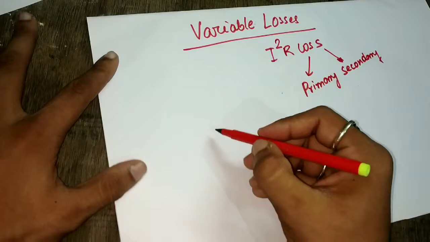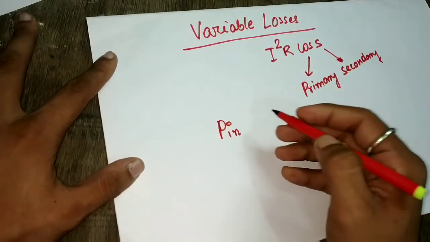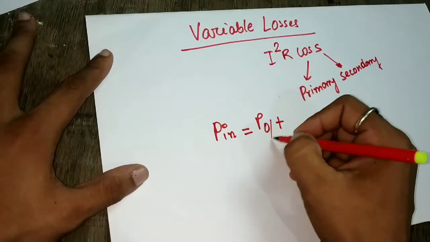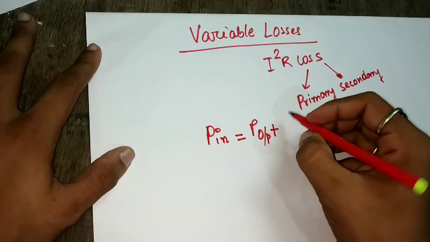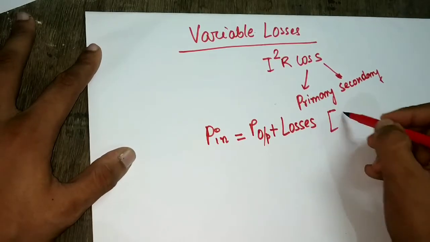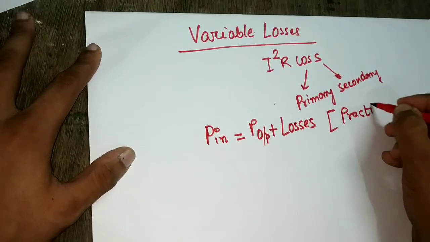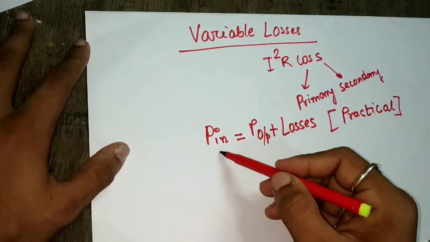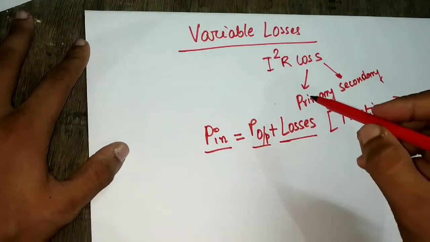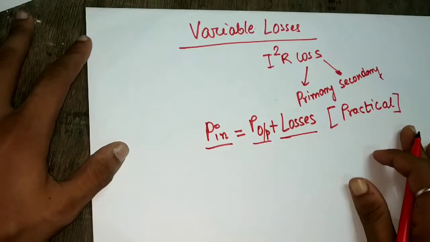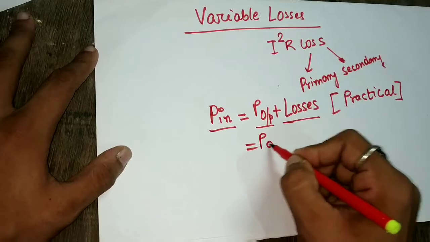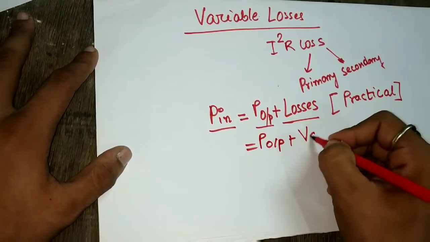So the power input is equal to the power output plus the losses in a transformer. This is not an ideal transformer, this is the practical transformer. In a practical transformer, you can see P input is equal to P output plus losses, but in an ideal transformer, P input is equal to P output. So P output plus losses means variable losses.